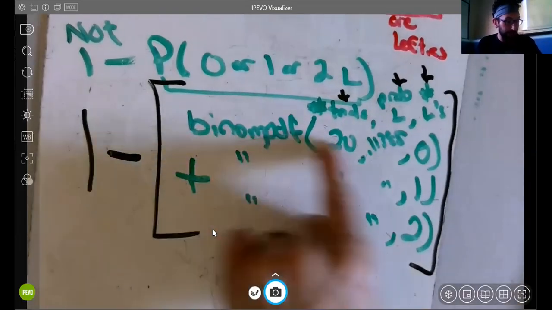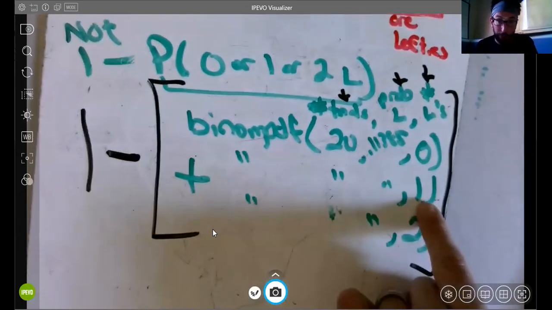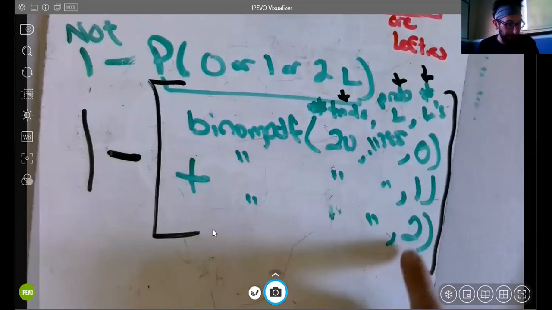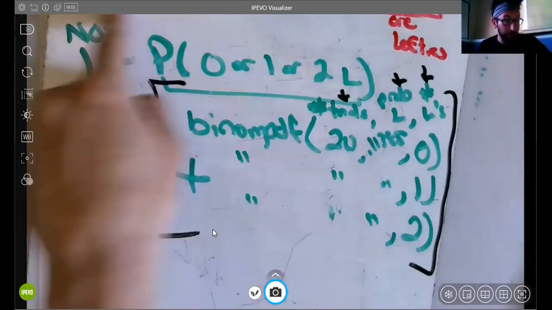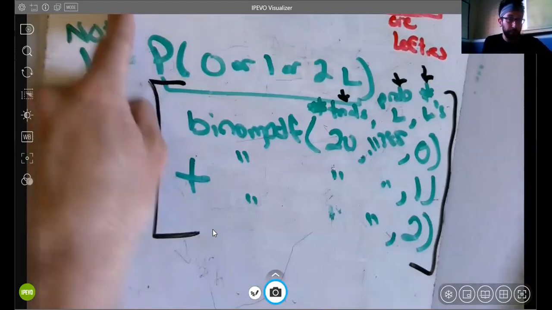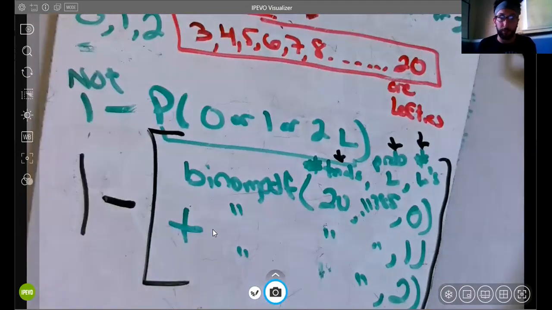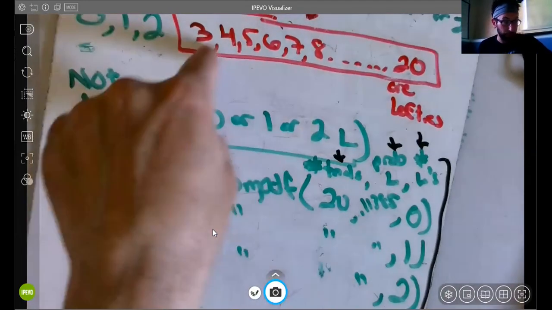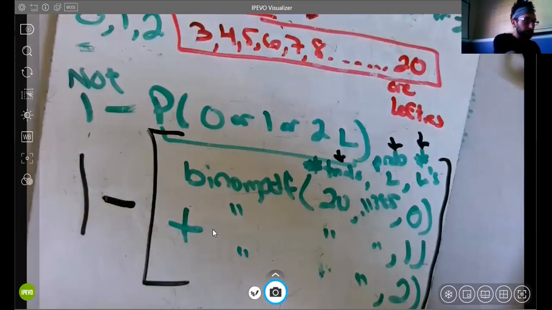So this is the probability we get exactly 0 lefties out of 20. This is the probability we get exactly 1 lefty out of 20 and exactly 2 lefties out of 20. By adding those, we're getting 0, 1, or 2 lefties, all this green stuff. But then we want to subtract from 1 because we don't want 0, 1, or 2 lefties. We want, right, at least 3. So theoretically, I could do this binomial PDF thing for 3, 4, 5, 6, 7, 8, 9, 10, all the way up to 20 and add all those. That just takes too long.